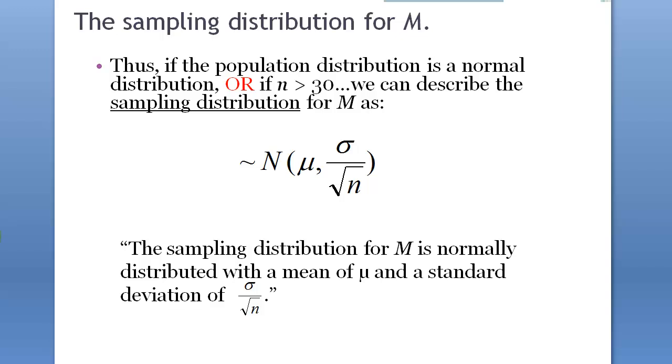So this is kind of important. We have to be able to say this and write this in this format. If the population distribution is a normal distribution, or if n is greater than 30, we can describe the sampling distribution for M as normally distributed with a mean of mu and a standard deviation of sigma divided by the square root of n.